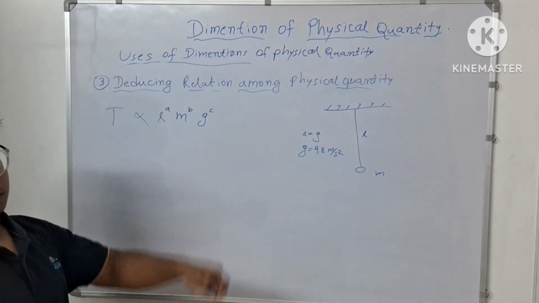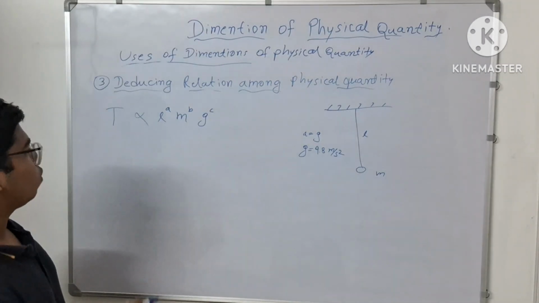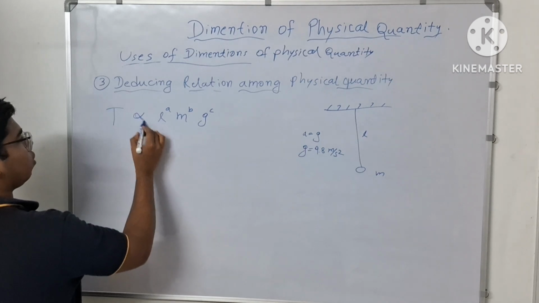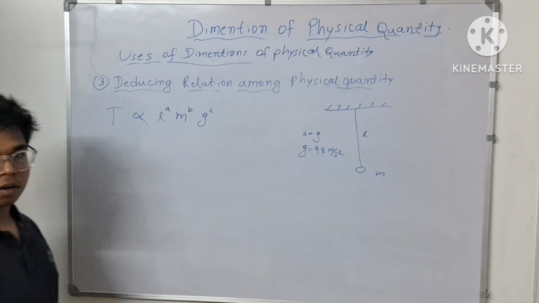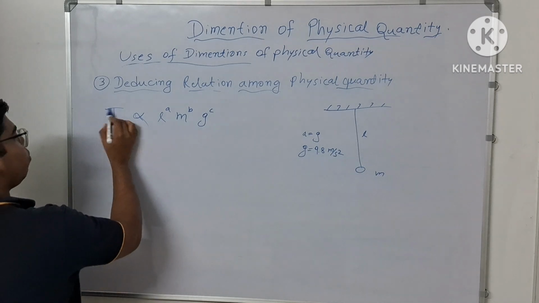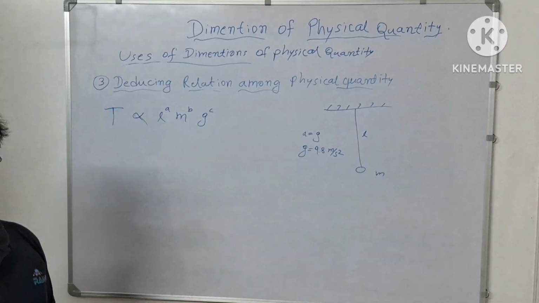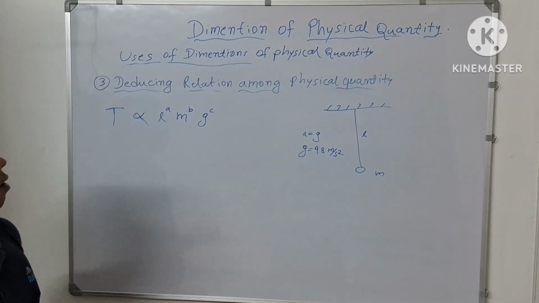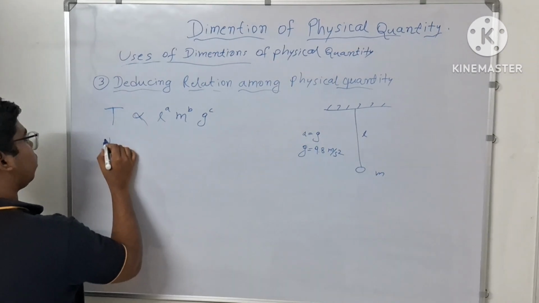These are the dimensions. So this is directly proportional to these three physical quantities. But we know the time period is time and it is a base unit, so its dimension is T.